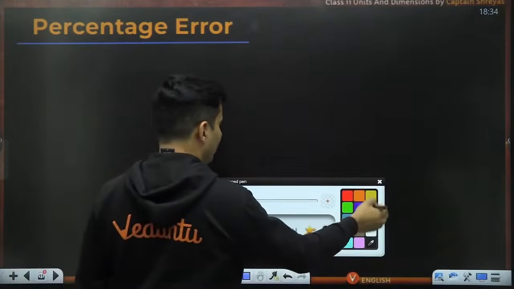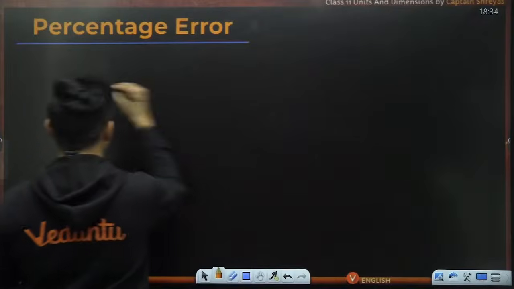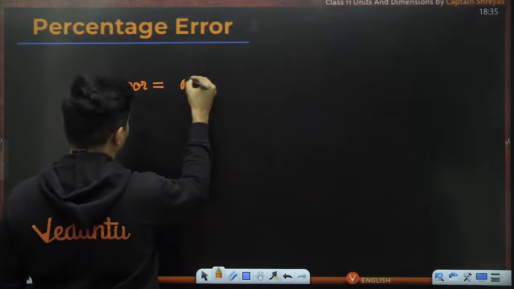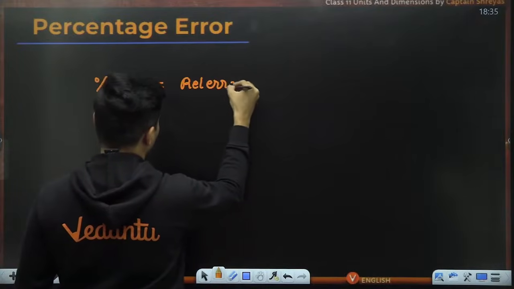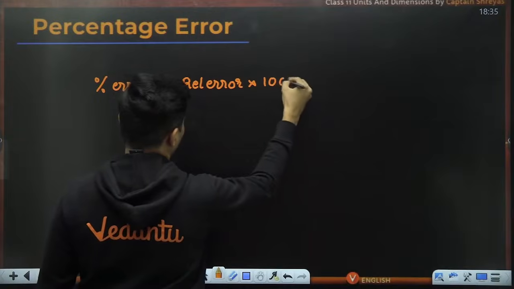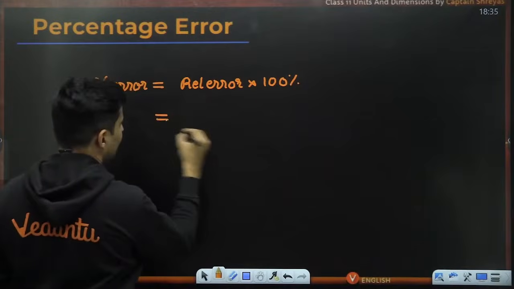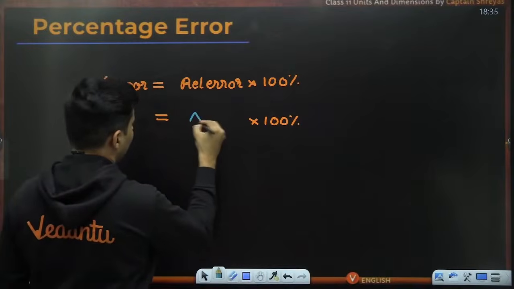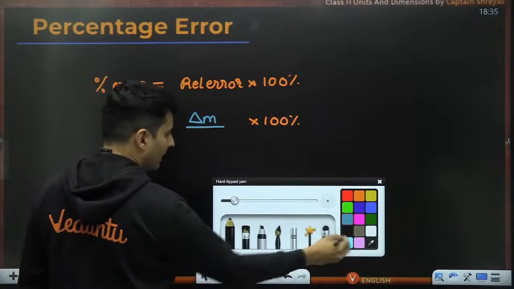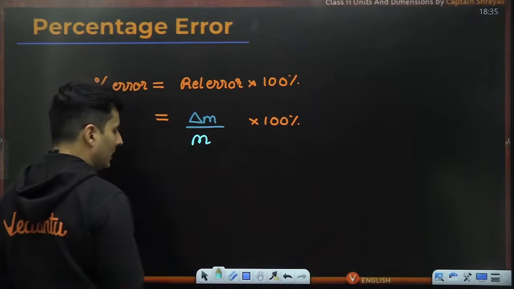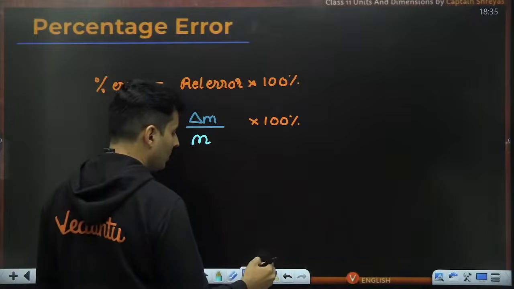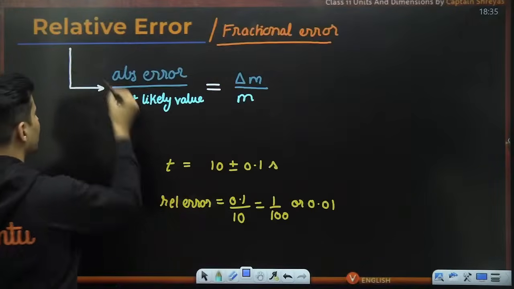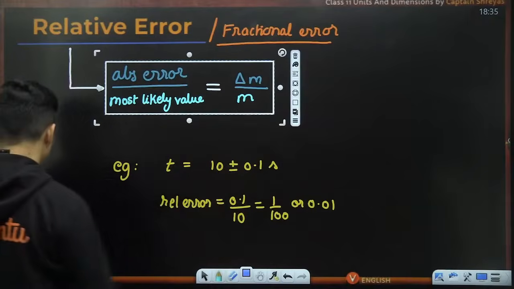So percentage error is nothing but your relative error multiplied by 100. That's it. You can also write it as the absolute error, which is delta m, the whole thing divided by the most probable value, the whole thing into 100. So that is going to definitely give you the percentage error. So we can box this, obviously, and we can also box this. This is also a relative error.